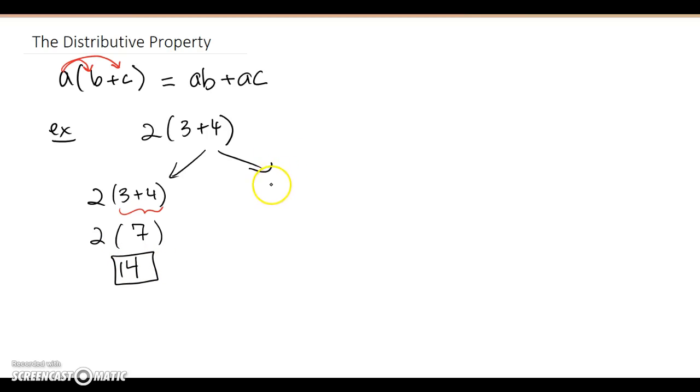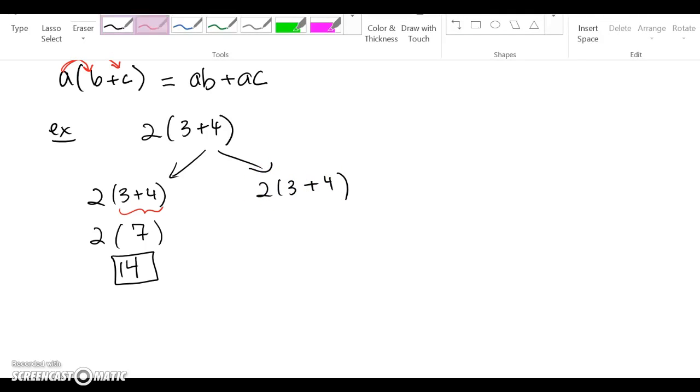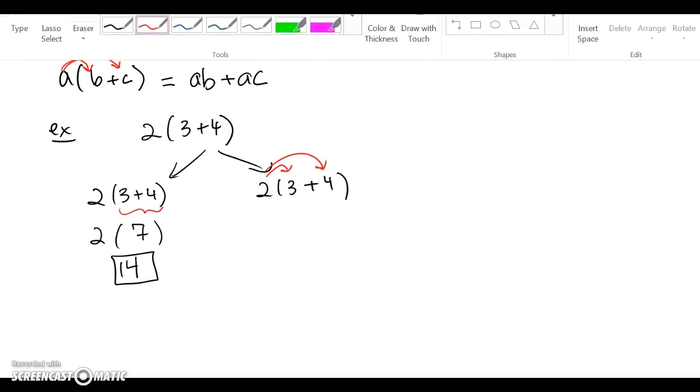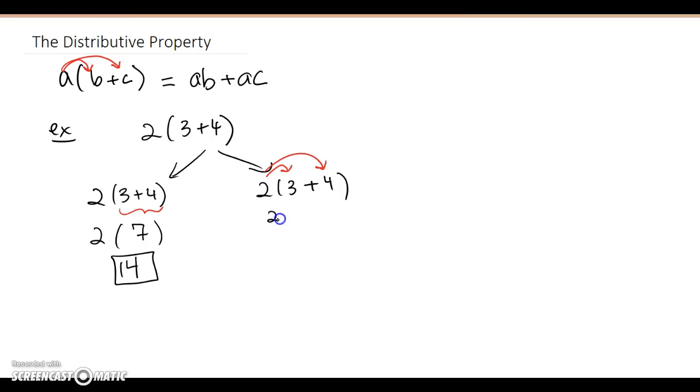Or, if I use the distributive property, I can say, let me distribute the 2 into the 3 and the 4, and I'm going to end up with 2 times 3 plus 2 times 4. That's going to give me 6 plus 8, and we know 6 plus 8 ultimately gives me 14 again. So either way I do it, I get the same answer at the end.